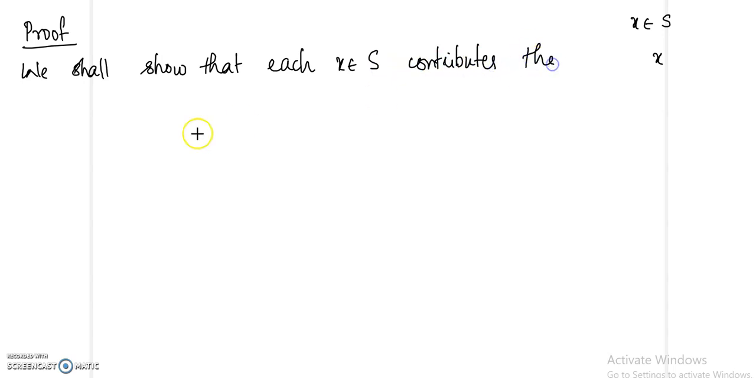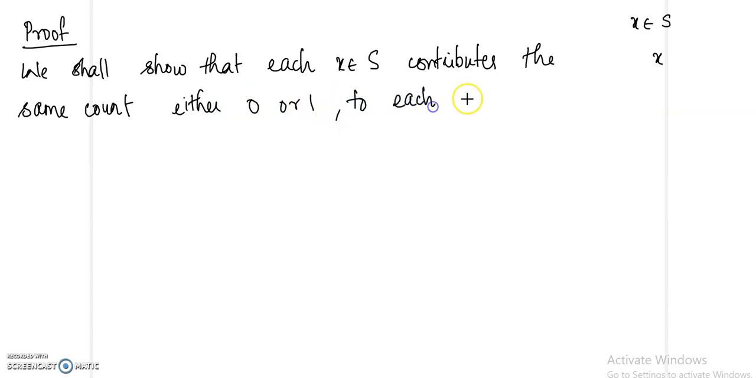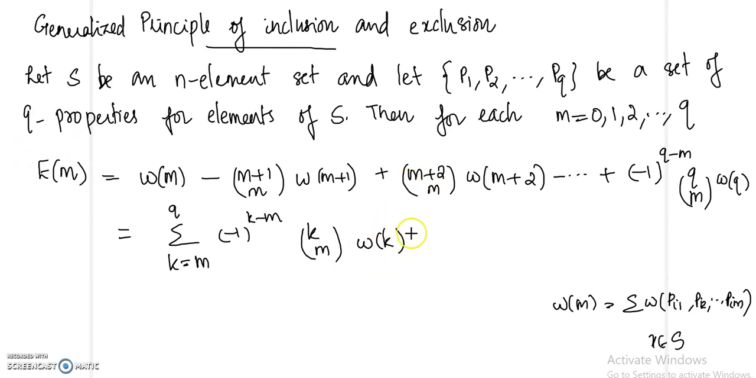So we shall show that each x belongs to S contributes the same count, that is either 0 or 1, to each side of equation 1. So let us call this equation 1.